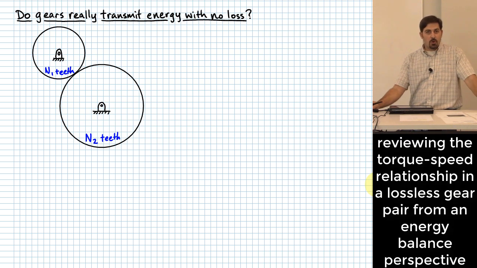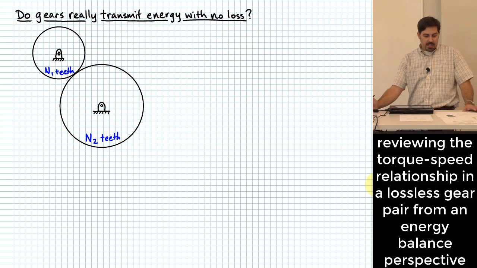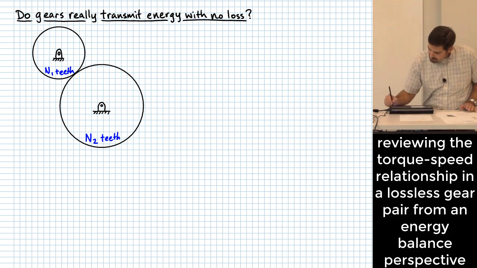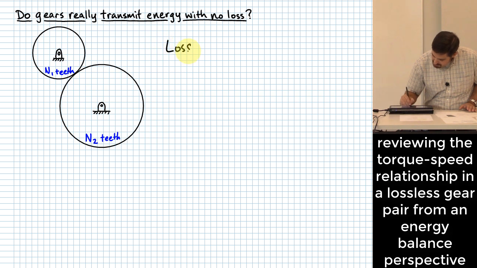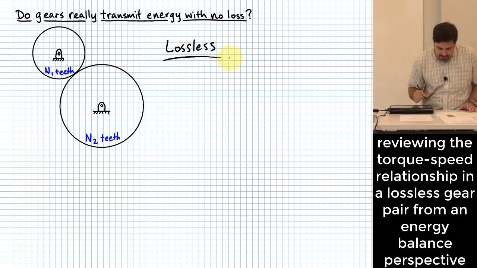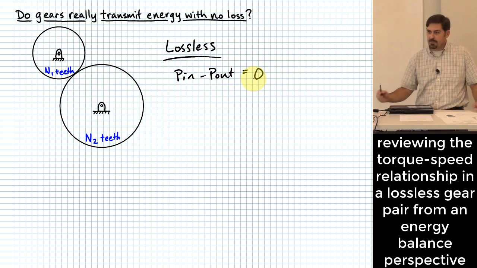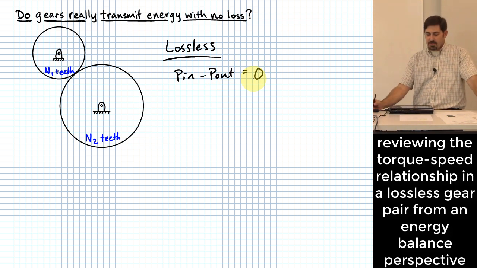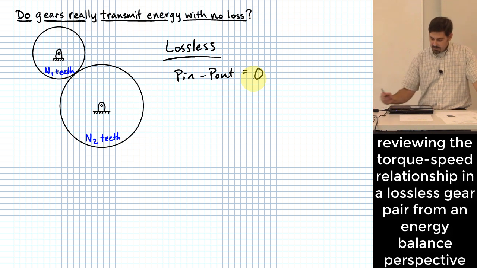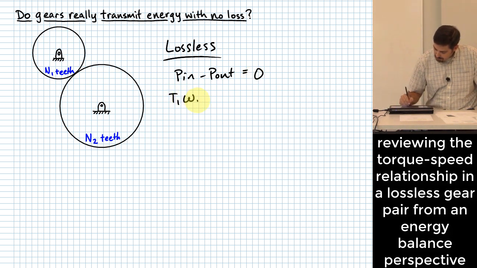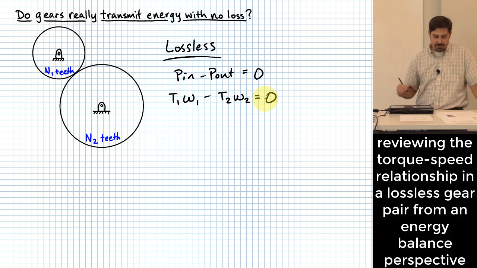In the real world, things work a little differently. And so I want to show you a little bit about how this actually works in the real world. So let's still start with the lossless case. In the lossless case, P in minus P out is going to be equal to 0. We're saying however much we deliver in, that's the same amount that comes out. So T1 omega 1, that's the amount coming in, minus T2 omega 2, that would be the amount going out. And everybody's happy.